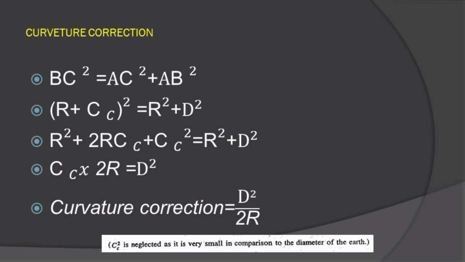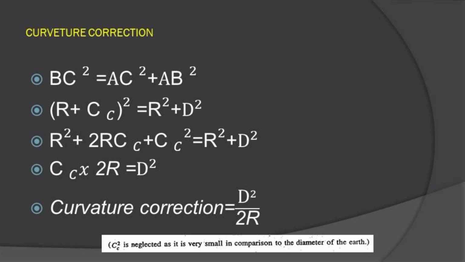So R plus CC squared will be R plus CC in bracket multiplied by R plus CC, getting our answer as R squared plus 2 RCC plus CC squared is equals to R squared plus D squared. After doing that, we come again. So CC squared is neglected because it is a very smaller value in comparison to the diameter of the earth, so we remove that CC squared.